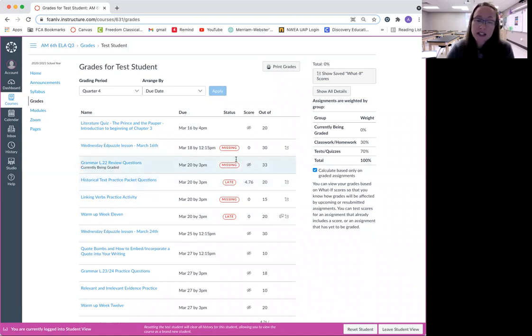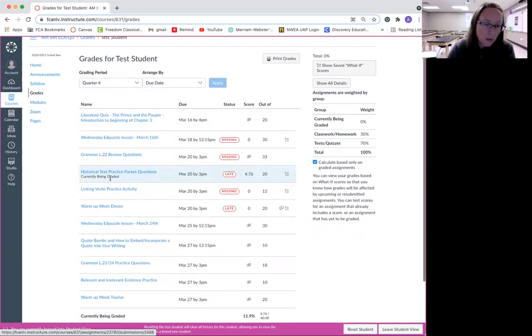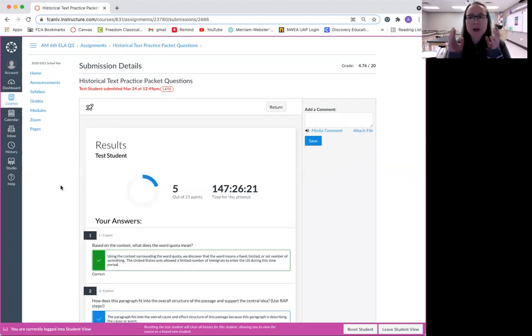If the assignment says missing, there is nothing to look at. Meaning when you click on the title of an assignment, these blue titles, it will take you to a different screen. And let me show you that screen now and explain what that does. Okay, so this is like a receipt of the assignment that was turned in.